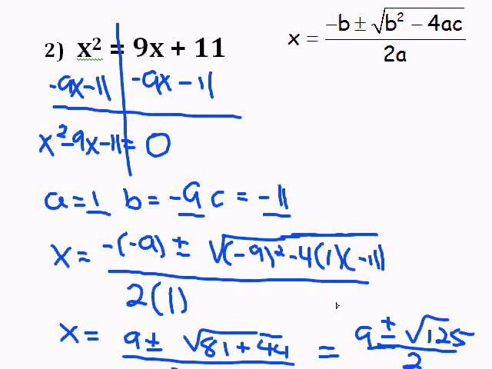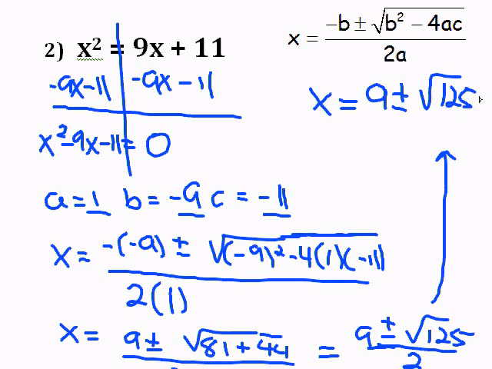For the second example, I got a equal to 1, b equal to negative 9, and c equal to negative 11. When I substitute those values back into the equation, I got x is equal to 9 plus or minus the square root of 125 over 2. Now since the square root of 125 is not a perfect square, meaning it does not have a whole number square root, we're just going to write our final answer as x is equal to 9 plus or minus the square root of 125 all over 2.